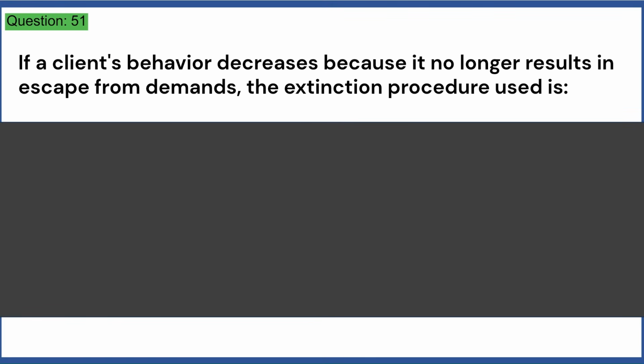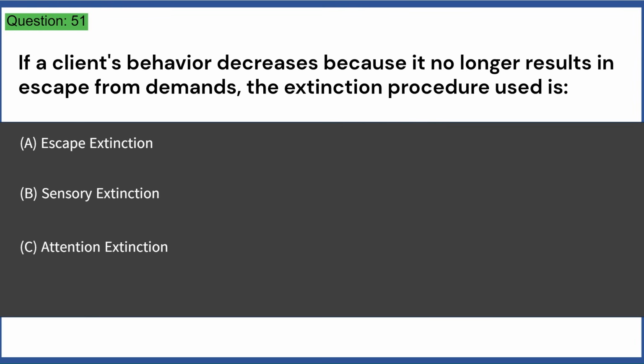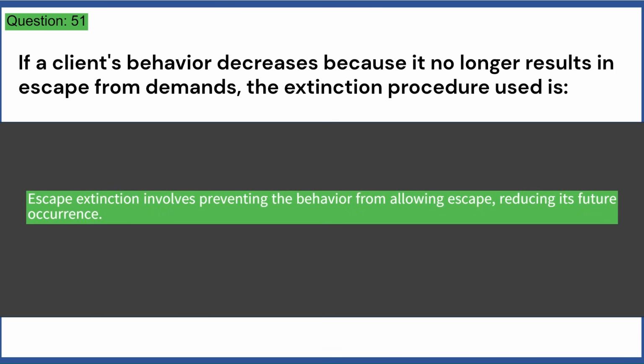If a client's behavior decreases because it no longer results in escape from demands, the extinction procedure used is: A. Escape extinction. B. Sensory extinction. C. Attention extinction. D. Tangible extinction. Answer A. Escape extinction involves preventing the behavior from allowing escape, reducing its future occurrence.